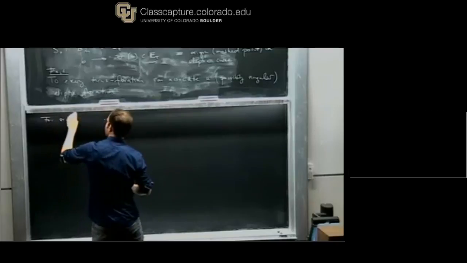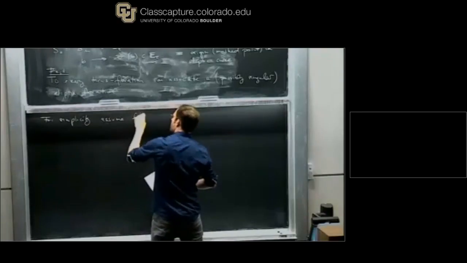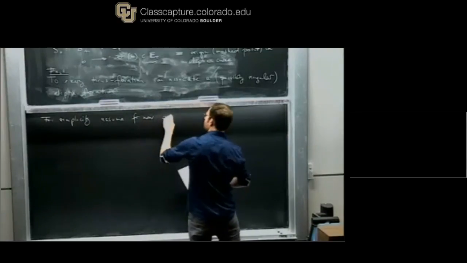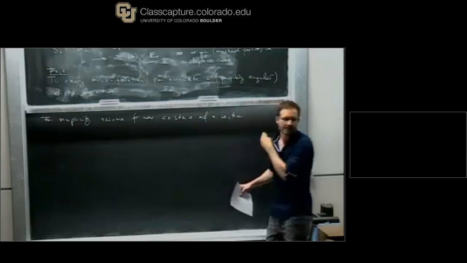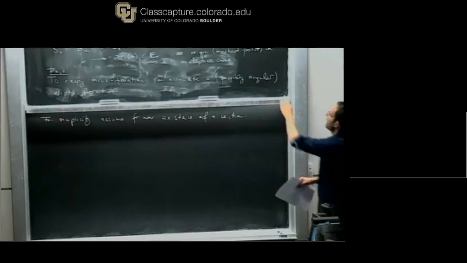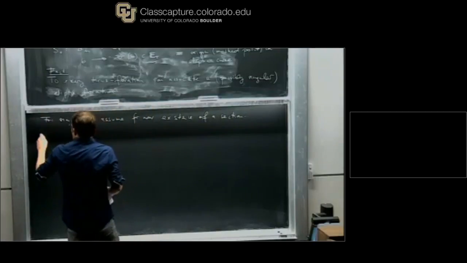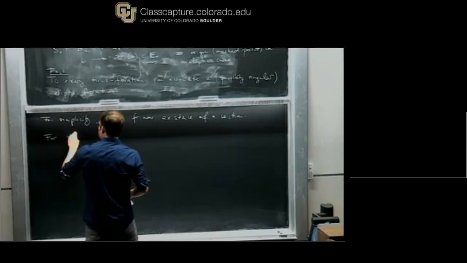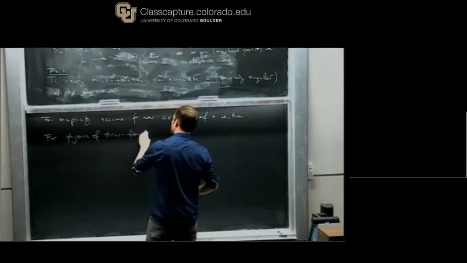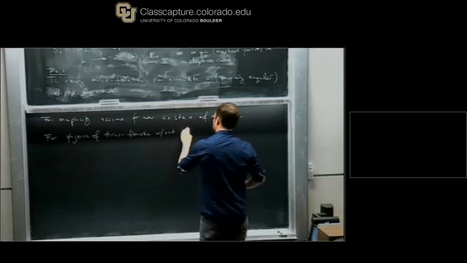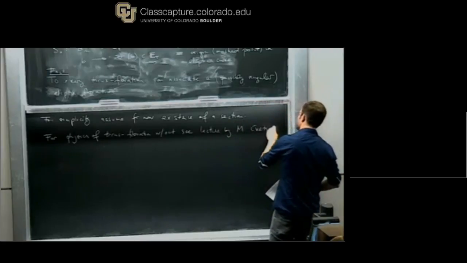So for simplicity, we assume for now the existence of a section, and again this is actually not really a restriction as long as we are happy with having those singularities. For the physics of torus fibrations without a section, see the lecture by Miriam on Friday.